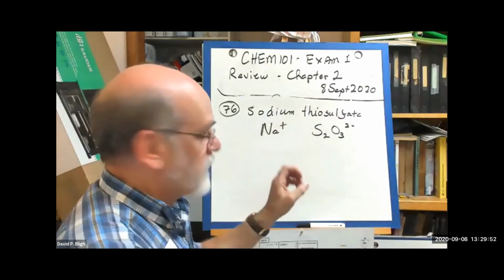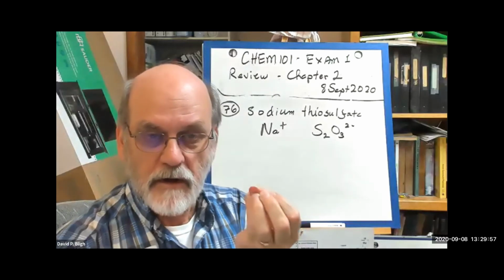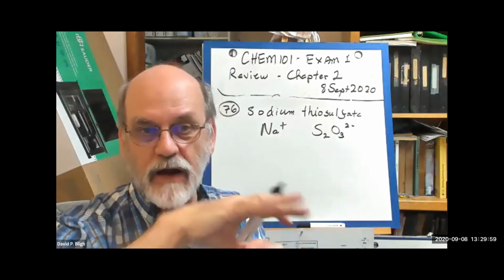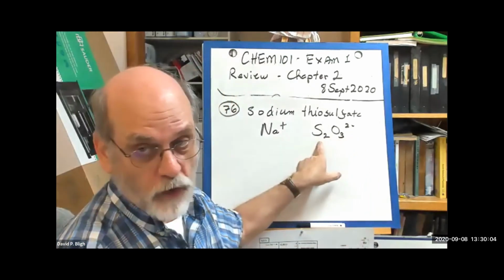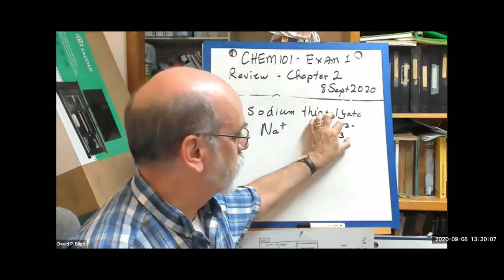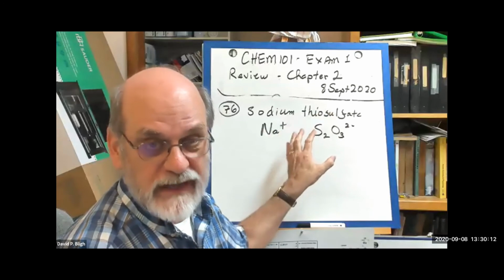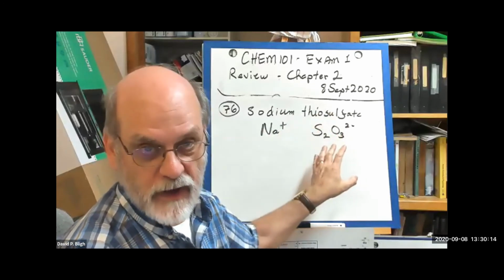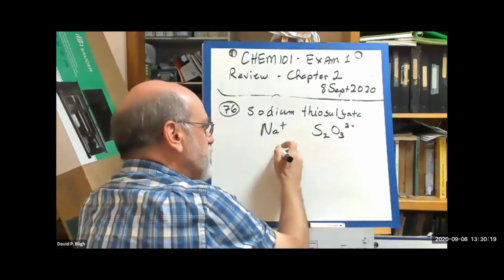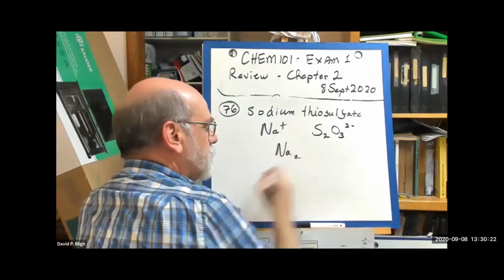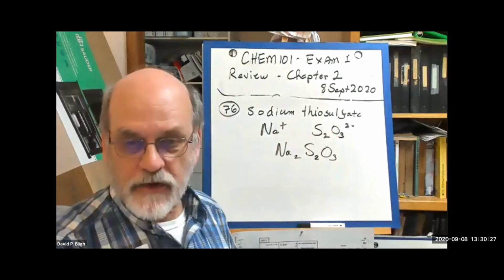Now, how do you balance? And remember, polyatomic ions are units, and the charge is spread over the entire unit, right? So this charge is not associated with oxygen or sulfur independently. It's for the whole unit. So when you combine the two, if you need more than one, you have to use parentheses around it. In this case, you don't, because that's a 2-. You need 2 of these. Okay, that's sodium thiosulfate.